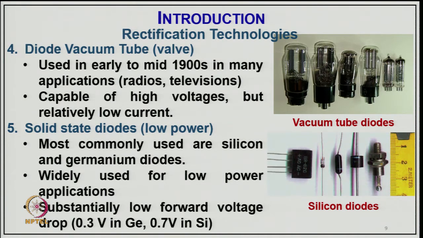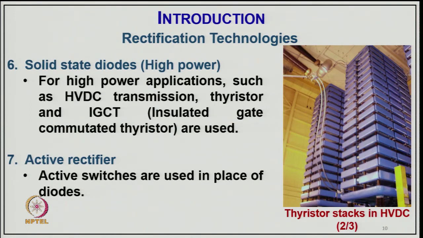Most commonly used are silicon and germanium diodes, widely used for low power applications with substantially low forward voltage drop: 0.3 volt for germanium and 0.7 volt for silicon diode when conducting. These solid state diodes were extensively used even later for high power. And of course, we use other devices also, like the thyristor used in HVDC for rectification, and nowadays even the IGCT, integrated gate commutated thyristor, is used for rectification. Of course, we have many other switches, called active switches, used in place of diodes nowadays.